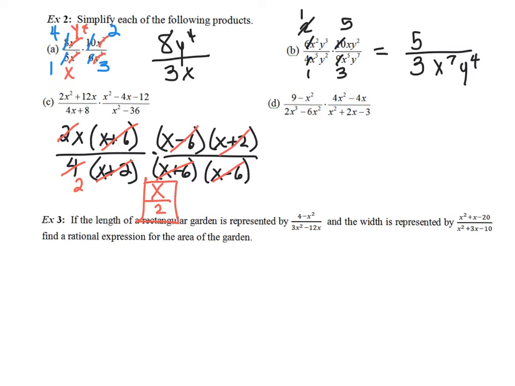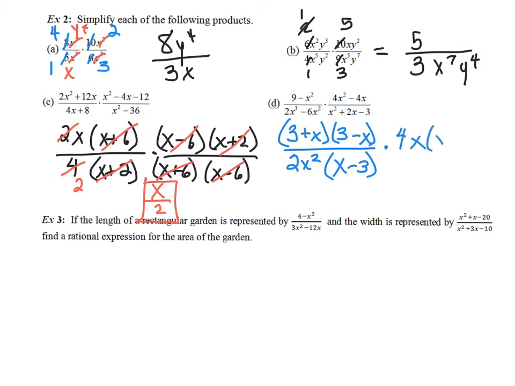Let's try part D. Factoring 9 minus x squared, make sure you do this in the right order, 3 plus x times 3 minus x. The denominator should be 2x squared as a GCF, and I'm left with x minus 3. My next numerator, 4x times x minus 1. Denominator, x plus 3 times x minus 1.